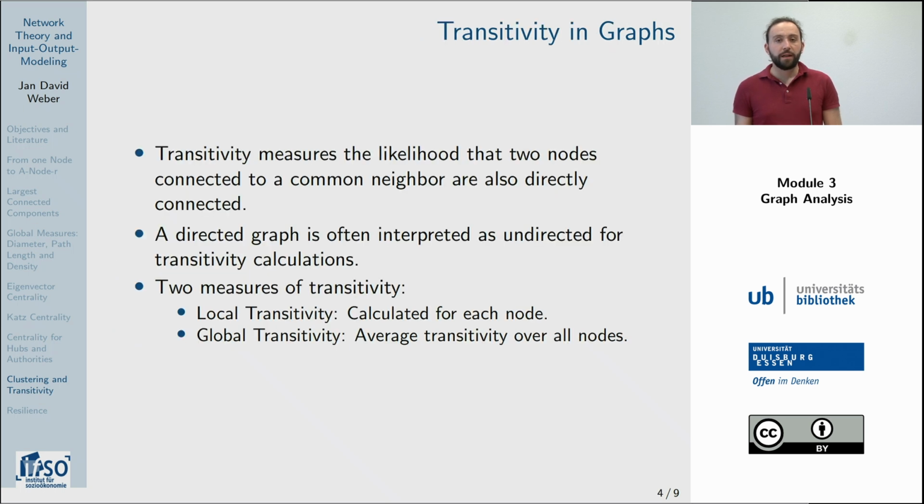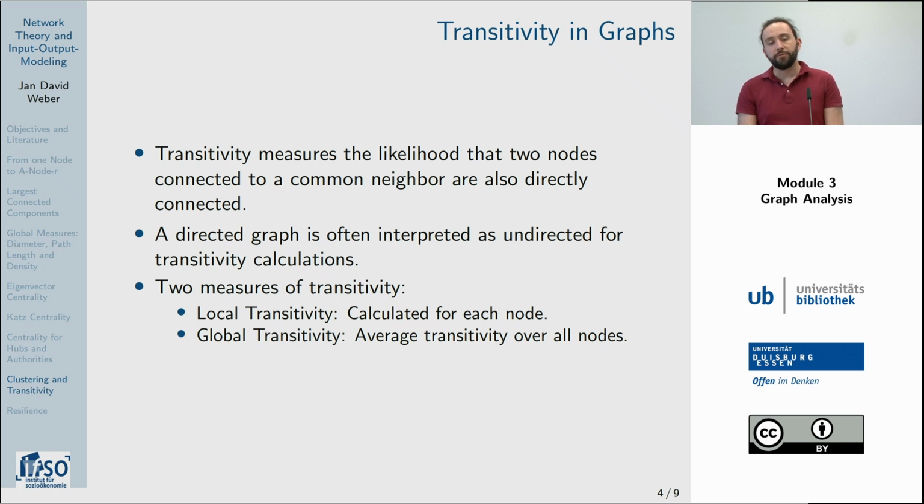And if we look at this transitivity aspect here, the transitivity measures the likelihood that two nodes connected to a common neighbor are also directly connected. So we look here at whether one friend of the host and another friend of the host are also friends, which is relatively likely if we have clustering. And in order to do so, we quite often have that directed graphs are interpreted as undirected just for the sake of calculating transitivity here.